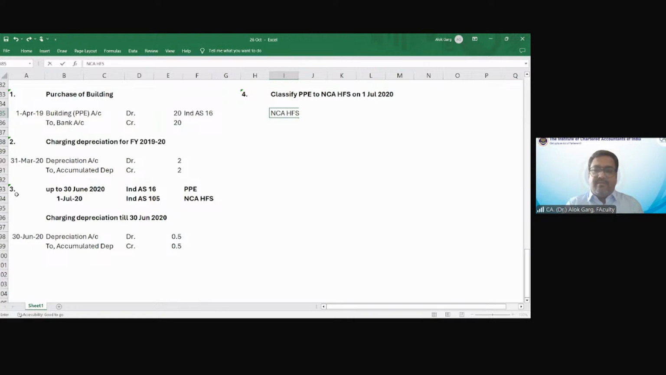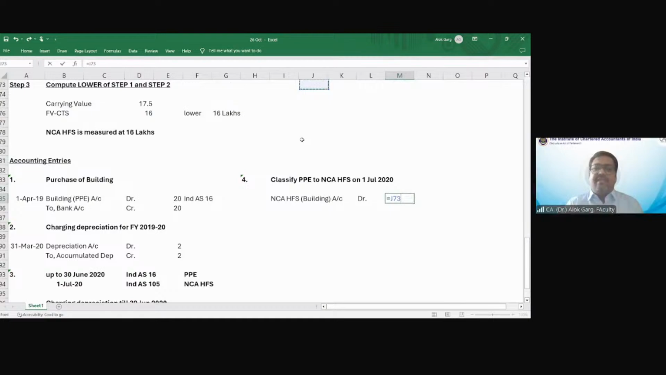NCHFS building account debit. At what value? 16 lakh. Okay, 16 lakh. Let me write this way. To what? Credit क्या करूं? To building PP account. इस building PP को credit करना पड़ेगा ना?